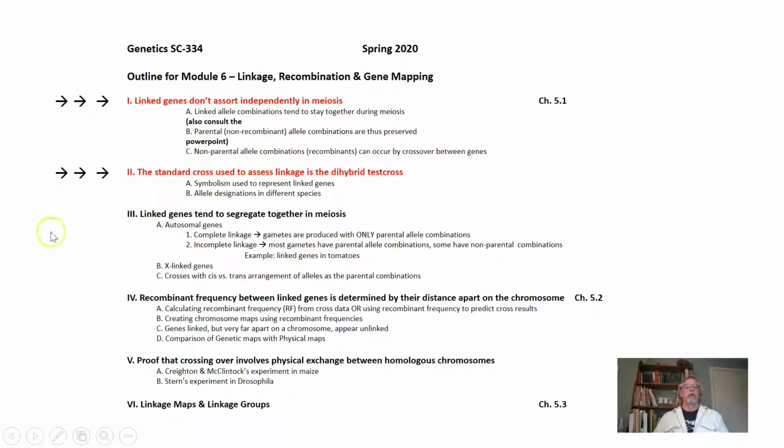How do linked genes behave in meiosis, if they're on the same chromosome? How do they behave, and how is that different for genes that are unlinked? So we're going to look at our basic review of unlinked genes as seen by Mendel, and then we'll compare that to the behavior of linked genes. And the main way to do that is through the standard cross to check whether two genes are linked or not. So that's the other main topic for this video.